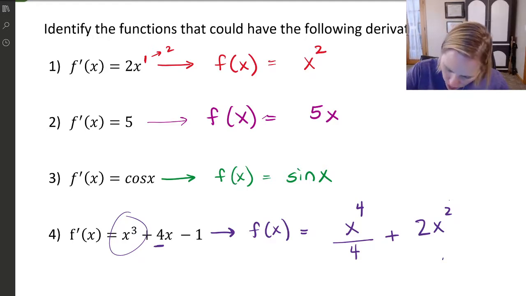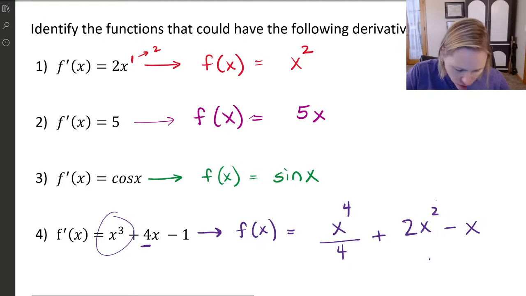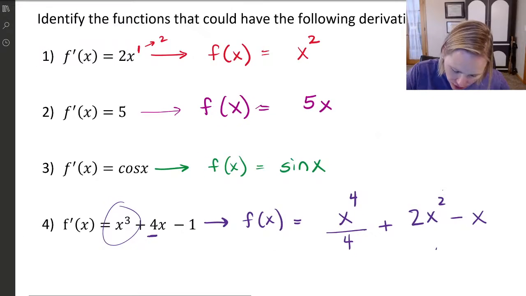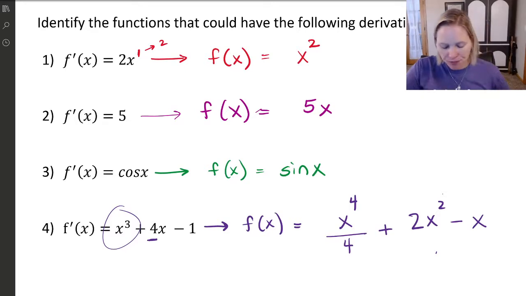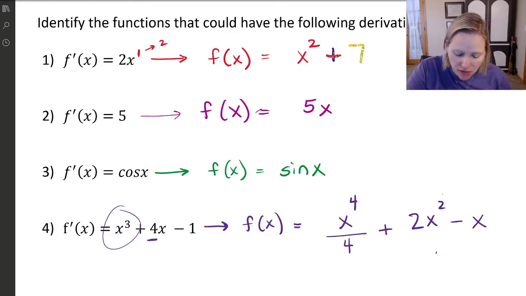And then this minus 1 probably came from a minus x. Now my question for you is, if these are all the original functions, are there other functions that these could have come from? Can you think of other things? Like, for example, what if number 1 wasn't just x squared? What if it was like x squared plus 7? Would that also give me a derivative of 2x?